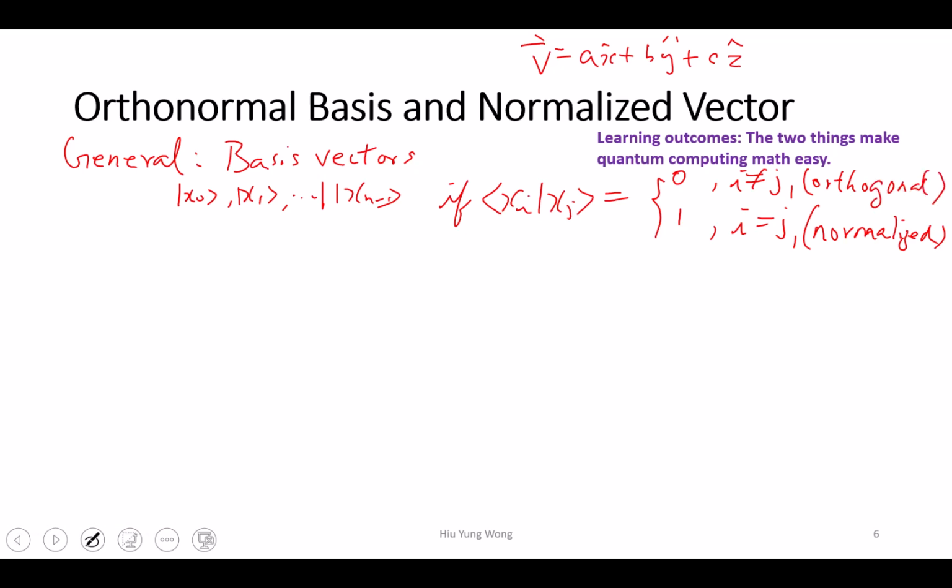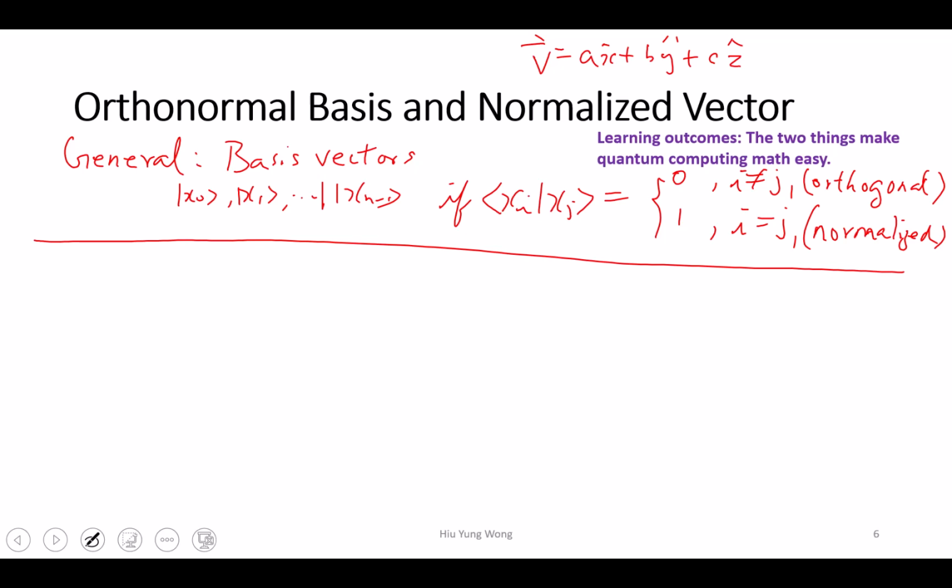In 3D space, it's easy to understand. They are just perpendicular to each other. They don't have common part. So we will deal with this type of orthonormal basis. This is very useful because it simplifies our life a lot. Let's look at another thing. We also can talk about a normalized vector.